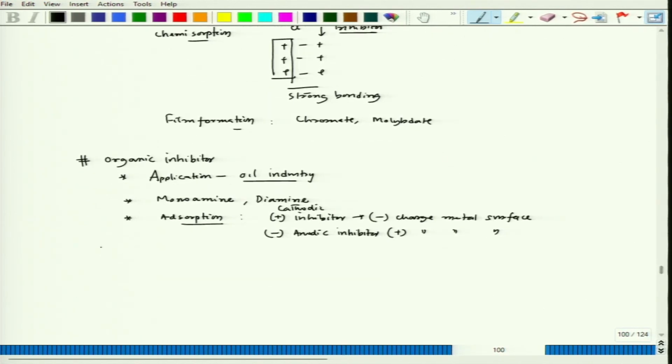Now, in organic inhibitors, one particular example is vapor phase inhibitors. This is interesting. One example is cyclohexylamine carbonate. So, this is one such example of a vapor phase inhibitor.